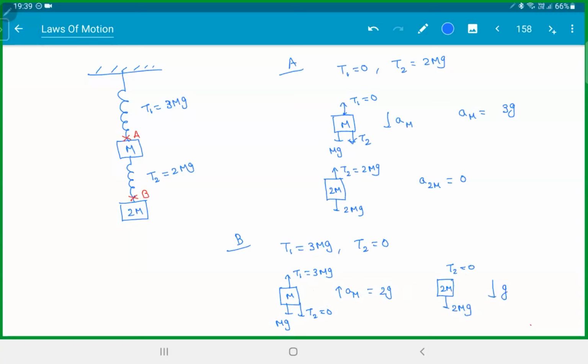Please look at the cases. Step 1, find the tension in the springs that you know from equilibrium. This tension will be 2mg, this tension will be 3mg. Step 2, if you're cutting at A, make the tension in the A spring 0, so T1 becomes 0. If you're cutting B, T2 becomes 0. Then just draw the FBD and finish it off.